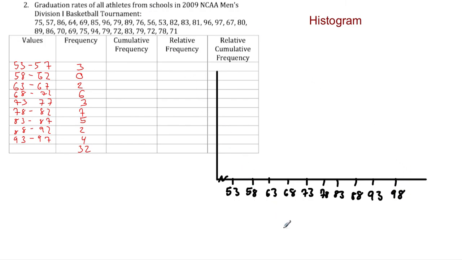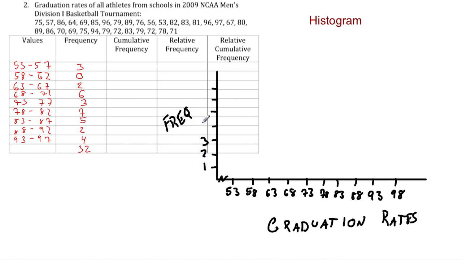And again, down here, this is graduation rates. And on the y-axis, we're going to have just the frequency. And the frequency is going to go up to a maximum of 7. So 1, 2, 3, 4, 5, 6, 7. Okay, and so now I can make my bins.